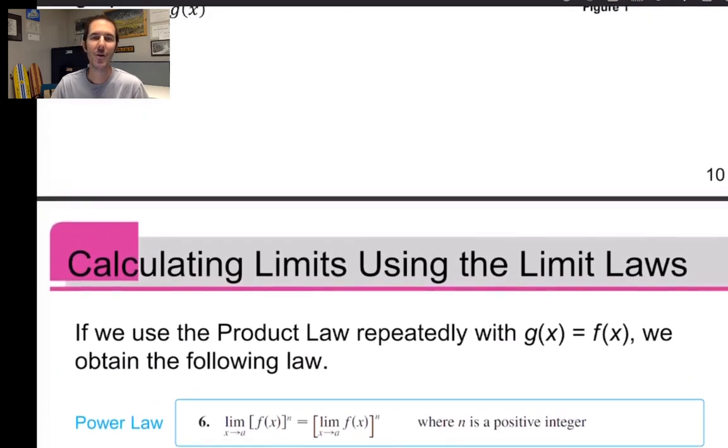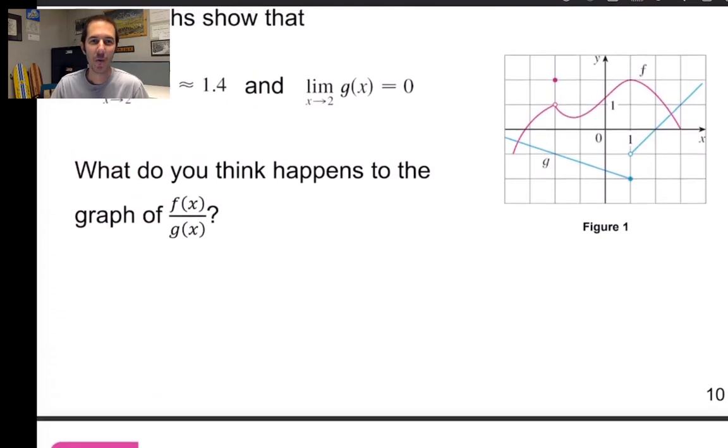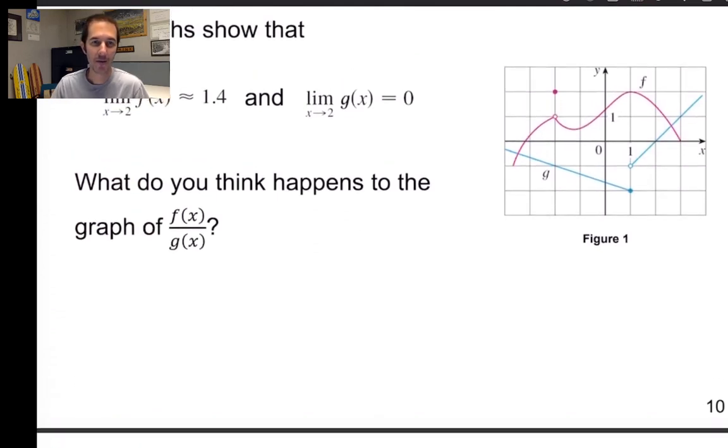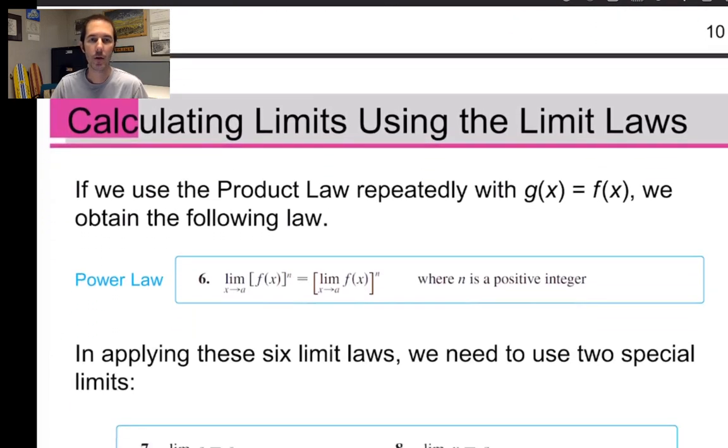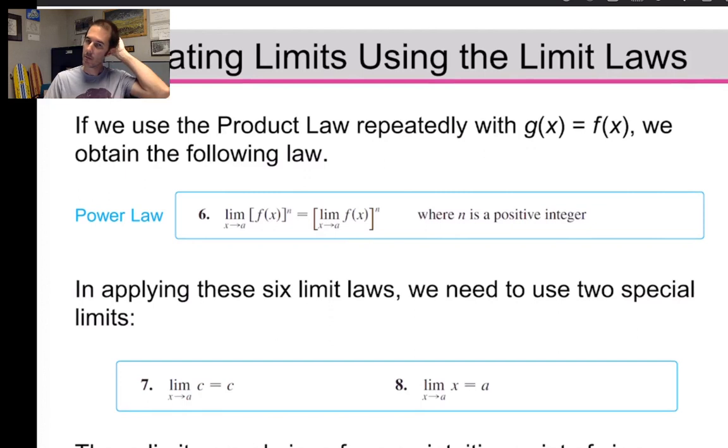And the question is posed, what do you think happens to the graph of f of x divided by g of x? My answer to that is it's going to trend toward positive infinity because we're taking a positive number, 1.4, and dividing it by 0. Positive infinity. I think that graph would swoop upward and have a vertical asymptote.